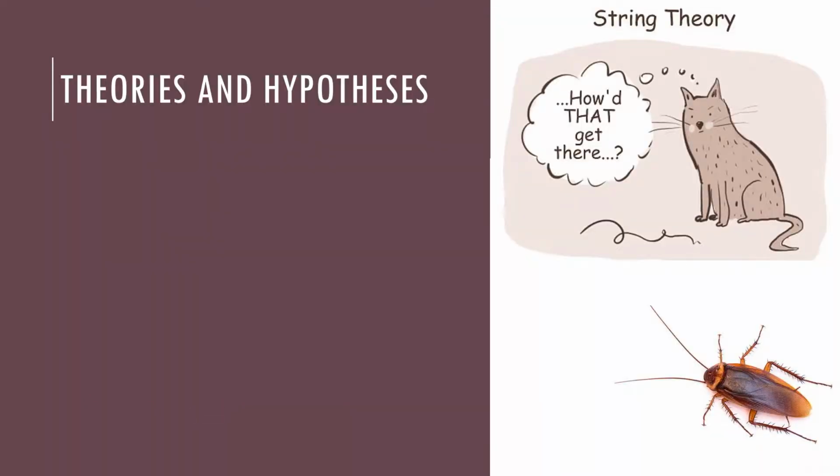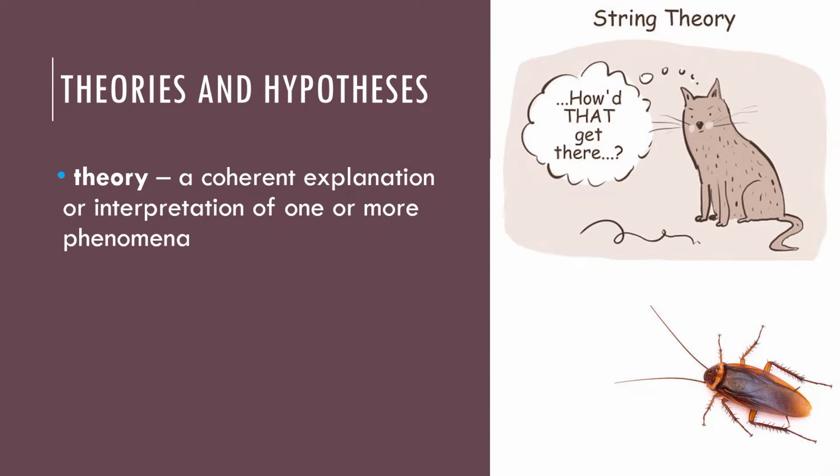So, theories and hypotheses. Before describing how to develop a hypothesis, it's important to distinguish between a theory and a hypothesis. A theory is a coherent explanation or interpretation of one or more phenomena. Although theories can take a variety of forms, one thing they have in common is that they go beyond the phenomena they explain by including variables, structures, processes, functions, or organizing principles that have not been directly observed.